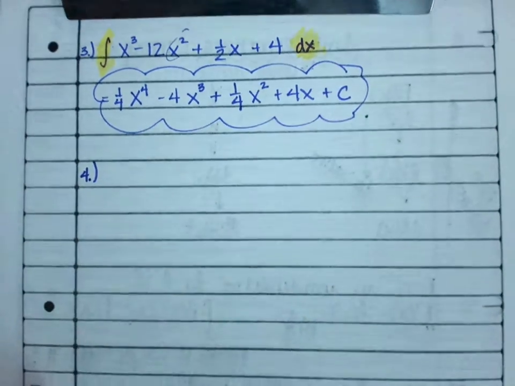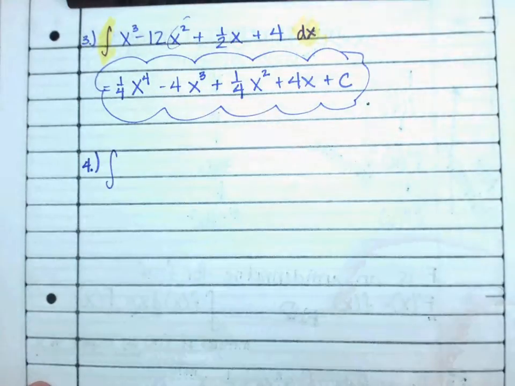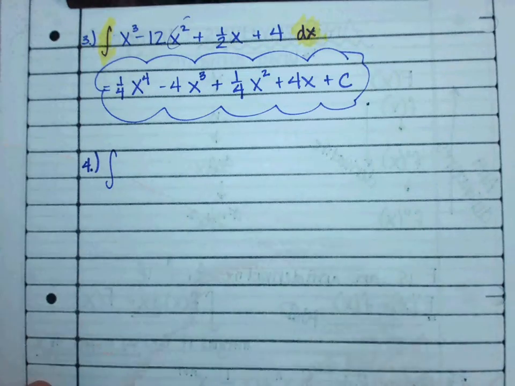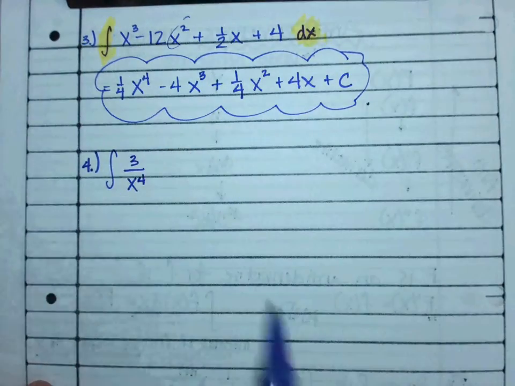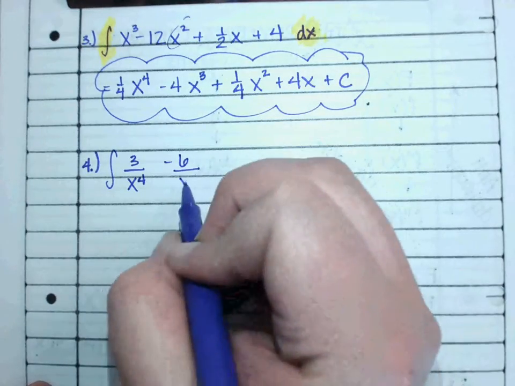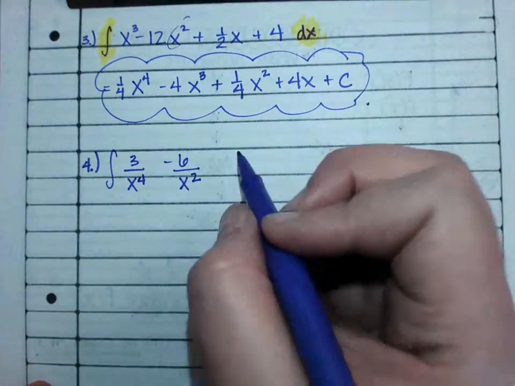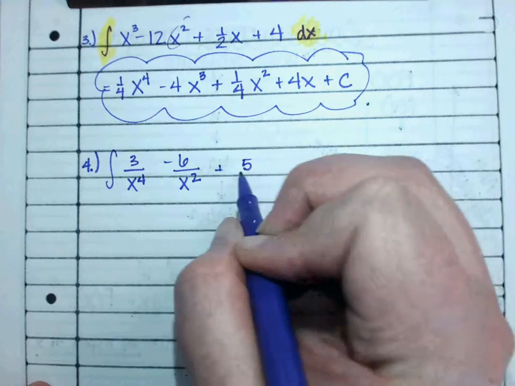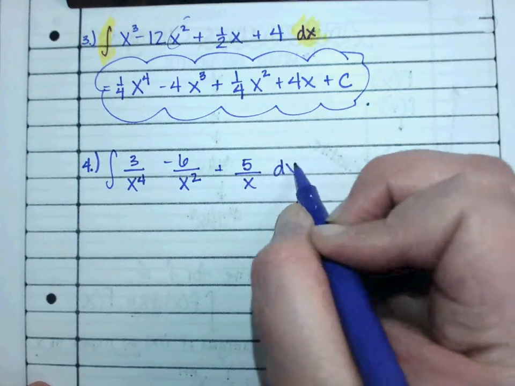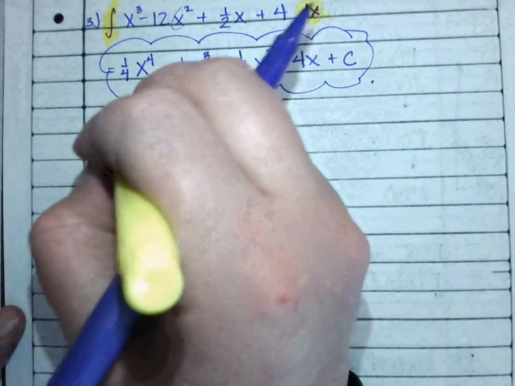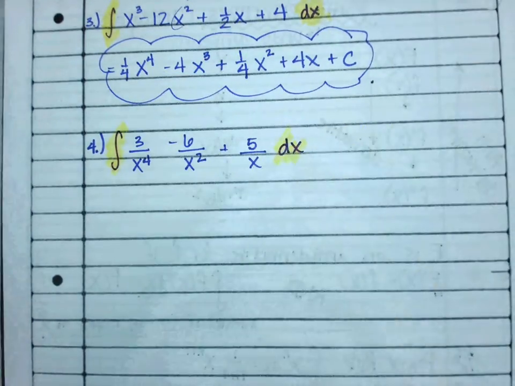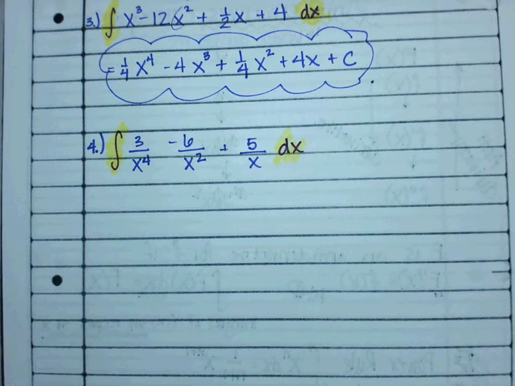Next one. We are going to take the integral of 3 over x to the 4 minus 6 over x to the 2 plus 5 over x dx. Okay, and then remember, the integral and the dx are telling you what to take the antiderivative of. So you're looking between those two symbols to do the antiderivative.